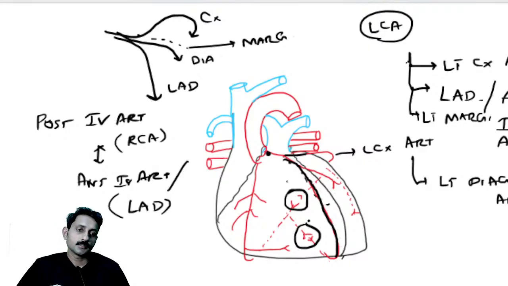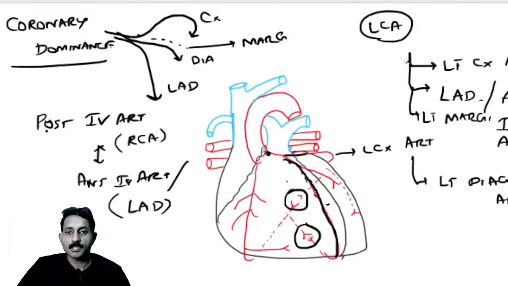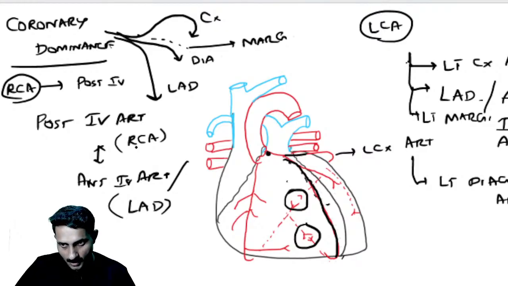Okay. Now, one more question can come in this same topic. What is coronary dominance? Coronary dominance. Now, if the right coronary artery supplies or branches into the posterior IV artery, it is called right coronary dominance. If the left coronary artery branches out as the posterior IV artery, it is left coronary dominance.